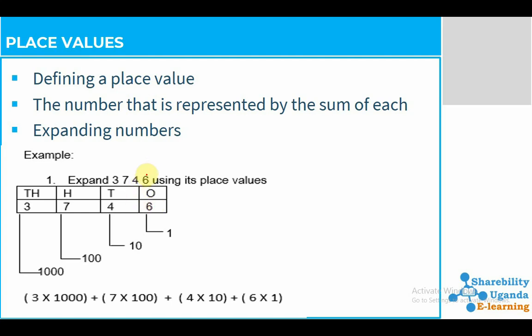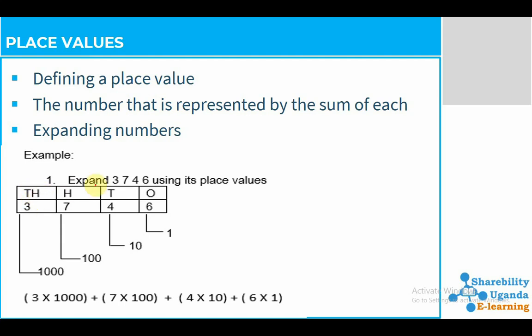Here we follow this category. We start from the right hand side to the left hand side, not from the left. Okay, but here in arranging our numbers, we start from the right hand side to the left. So we write our ones, abbreviated with O, and our tens, abbreviated with a T. Our hundreds are abbreviated with an H, and our thousands with TH.